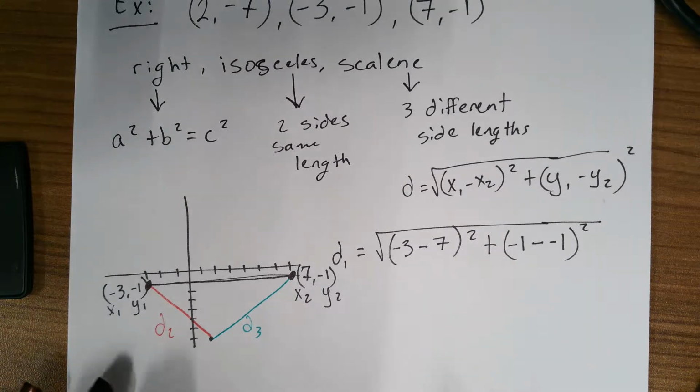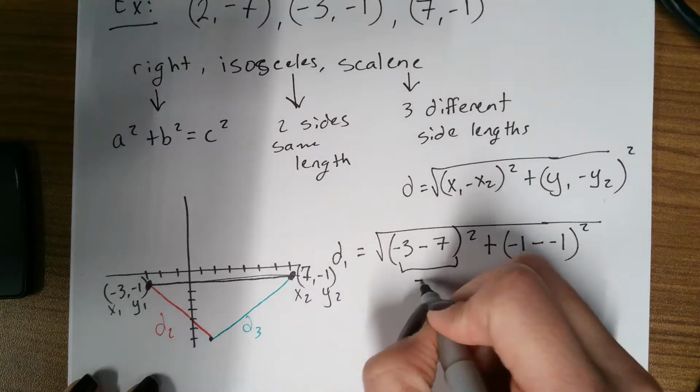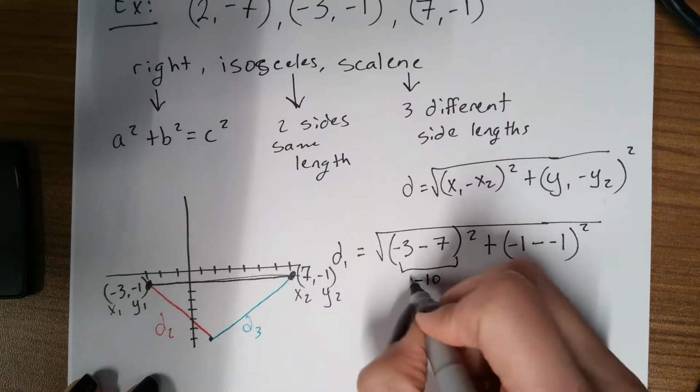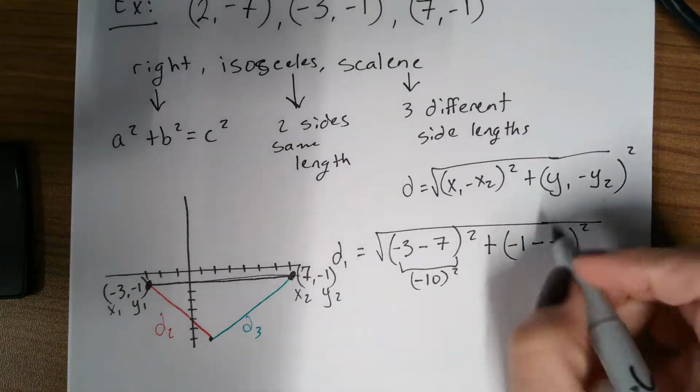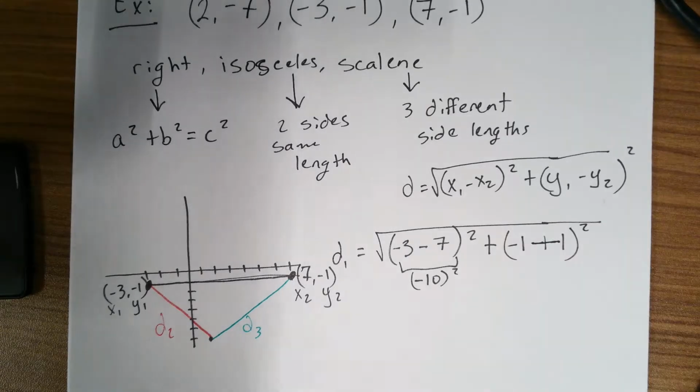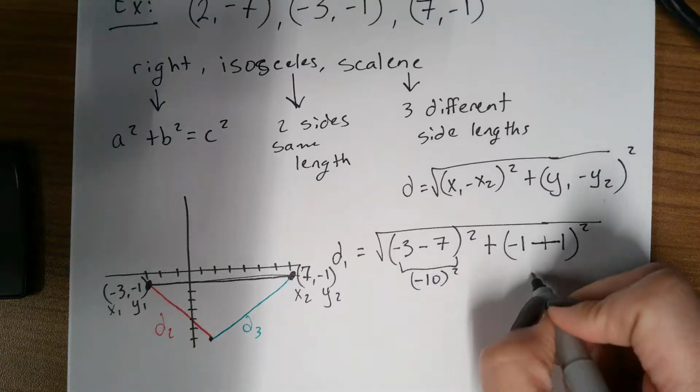Okay, and now just a matter of simplifying. So -3 minus 7 gives us -10. And so we'll have -10 squared. And when I have a negative and a negative together, that forms a positive. So I have -1 plus 1, which actually gives me 0.